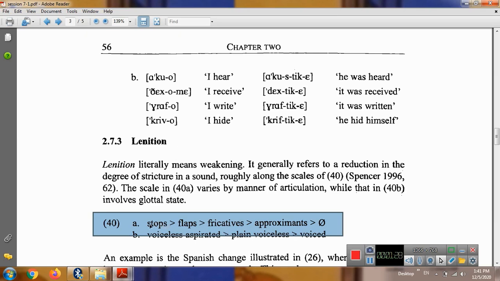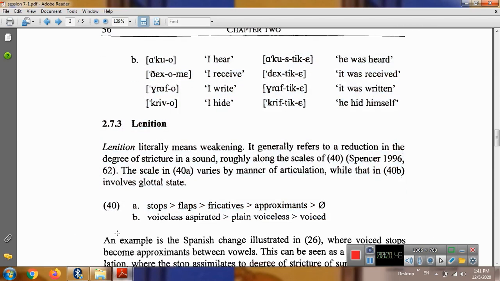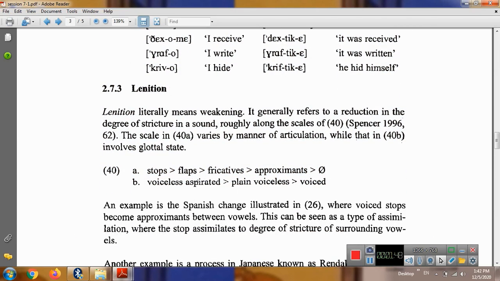Therefore, you should consider these scales: when the stops turn to flaps, and flaps turn to fricatives, and fricatives turn to approximants, and when we have a deletion, we consider them as a lenition process. Therefore, the fricatives are more lenis than the flaps, and the flaps are more lenis than the stops. Please pay attention to the order of these sounds.